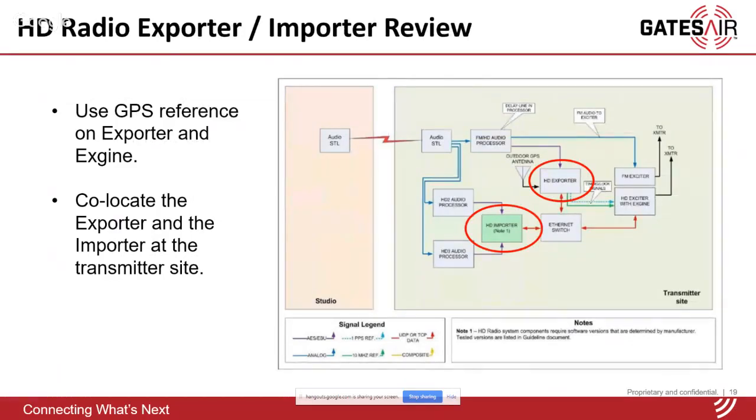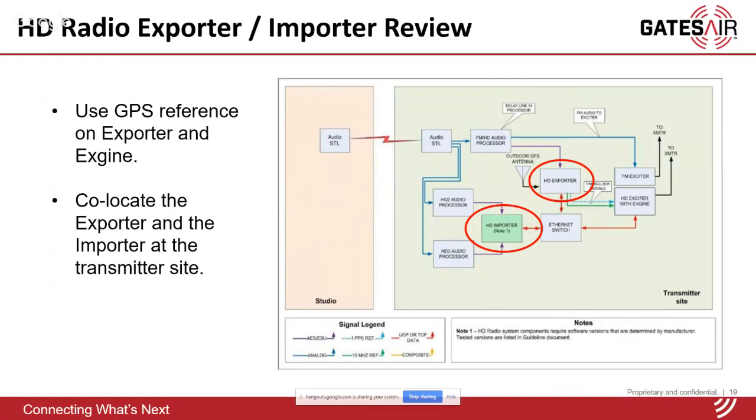So because one of those recommendations is to co-locate the importer and exporter, that was a perfect reason to have the two built into one box. If we're not going to have them in two different locations anymore, using the combined importer-exporter is a good solution and a technically sound solution for keeping your diversity delay in check.